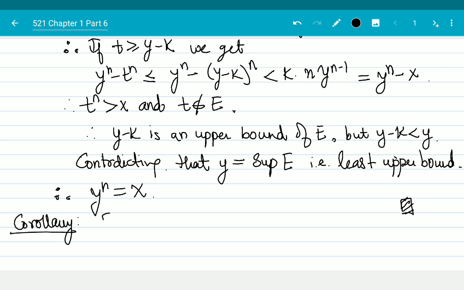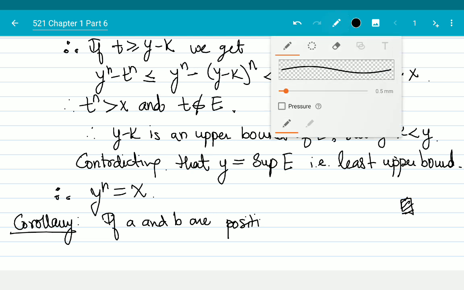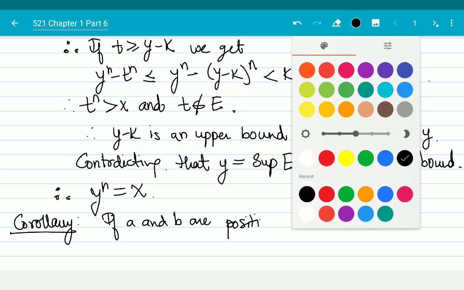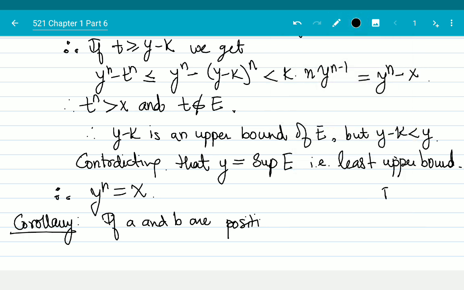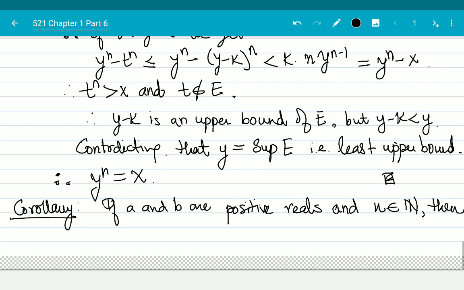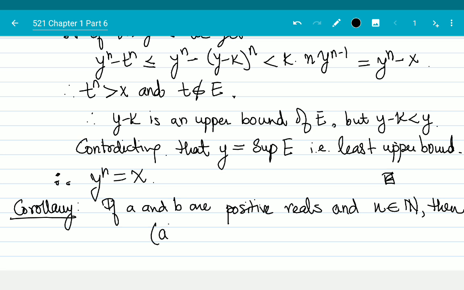If a and b are positive real numbers, and n is a positive integer, n belongs to the natural numbers, then (ab) to the 1 over n is equal to a to the 1 over n times b to the 1 over n. Proof.